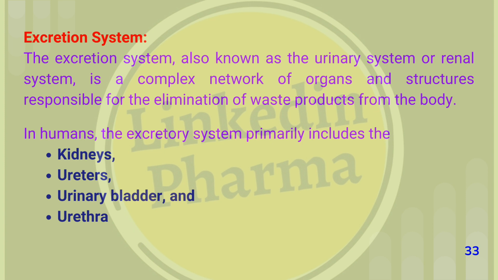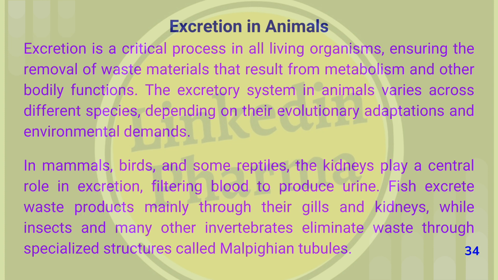In humans, the excretory system primarily includes the kidneys, ureters, urinary bladder, and urethra. Excretion in animals. Excretion is a critical process in all living organisms, ensuring the removal of waste materials that result from metabolism and other bodily functions. The excretory system in animals varies across different species, depending on their evolutionary adaptations and environmental demands. In mammals, birds, and some reptiles, the kidneys play a central role in excretion, filtering blood to produce urine.